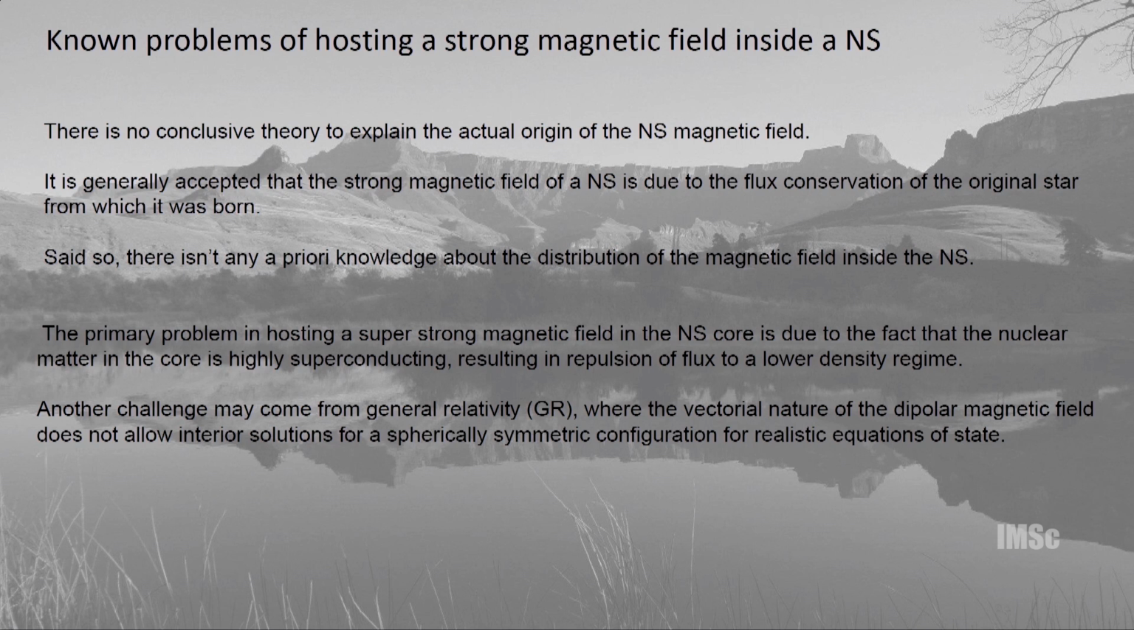But also, Luciano Rezzolla and his group actually found a solution for a spherically symmetric body from GR, but he found that it is not viable for any realistic equation of state. So we do have problems from the magnetic field inside a star.